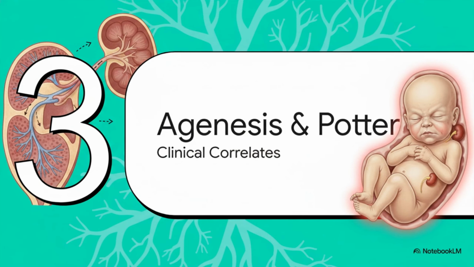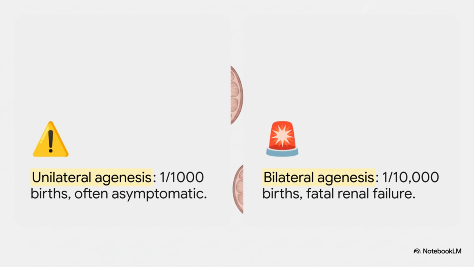Section 3, renal agenesis and Potter sequence. So what happens when these developmental steps fail? First up is renal agenesis, which is when the kidney just fails to form. Looking at the numbers, unilateral agenesis happens in about 1 in 1,000 births.